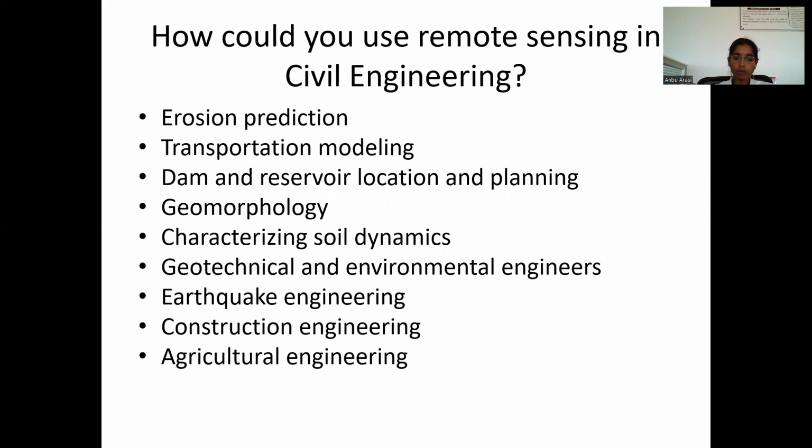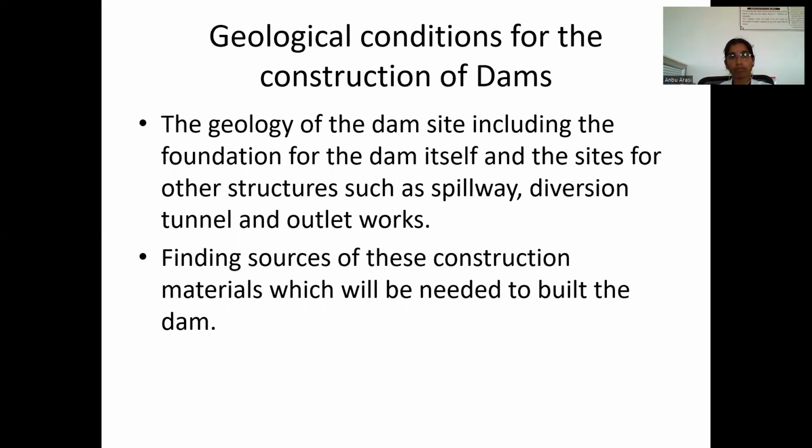How could you use remote sensing in civil engineering? Erosion protection, that is stream bank and shoreline erosion management, transportation modeling, dam and reservoir location and planning, geomorphology, that means channel and watershed characterization, characterizing soil dynamics, geotechnical and environmental engineers, earthquake engineering, construction engineering, agricultural engineering.